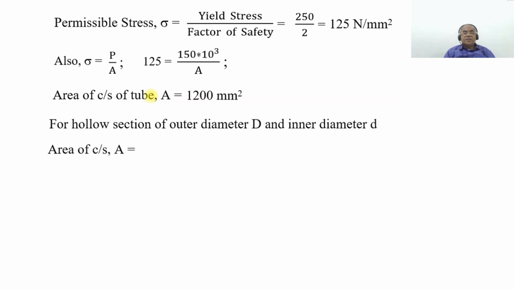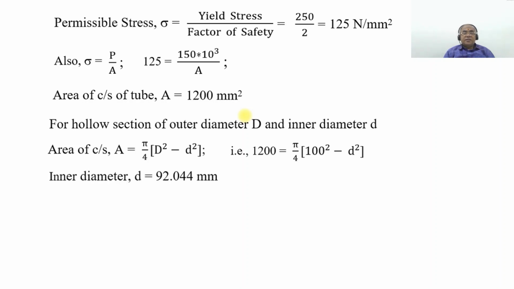For a hollow section of outer diameter capital D and inner diameter small d, the area of cross section A will be equal to pi by 4 into capital D square minus small d square. So here we know the area of cross section of the tube is 1200 mm square, which we have found out from the previous value, and then divided by pi by 4 into 100 square, outer diameter is 100, and 100 square minus d square. So on simplification, the inner diameter d will be equal to 92.044 mm.